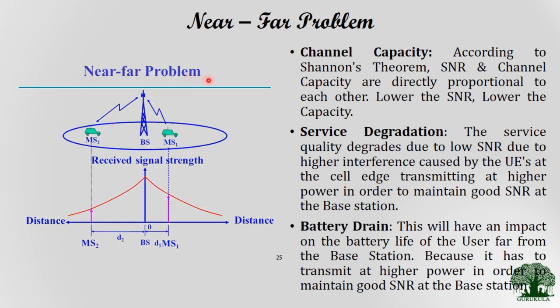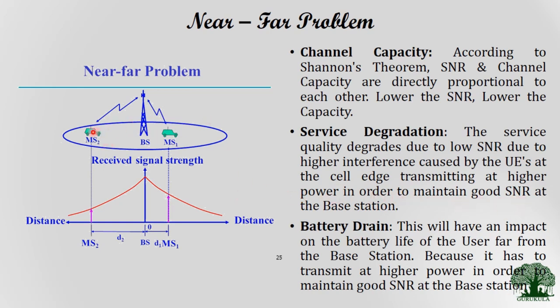We could see that there are three drawbacks which could arise because of this near-far problem. The first one is channel capacity. As per Shannon's theorem, signal to noise ratio and channel capacity are directly proportional to each other. So the lower the signal to noise ratio, the lower the capacity. So we have to try to keep the signal to noise ratio at an optimal level. And service degradation. Service quality will degrade due to the low signal to noise ratio, caused by high interference from user equipments. UE stands for user equipment, at the cell edge transmitting at higher power in order to maintain a good SNR. So this is what we have discussed.